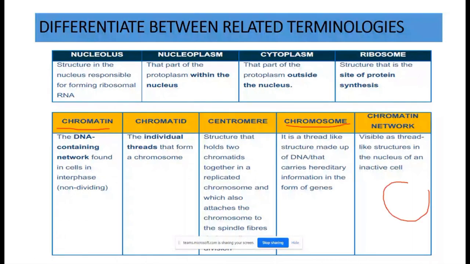So if that is my nucleus, just to give you an example, my chromatin network is like a tangled mess of thread-like structures. Now I know this is a non-dividing cell. As soon as my cell divides, what happens to those little threads? They actually form little structures like that, referred to as a chromosome. So if I look at the cell on this side, as if I make this A and I make this B, and I ask you which cell is a non-dividing cell, then my answer would be B.